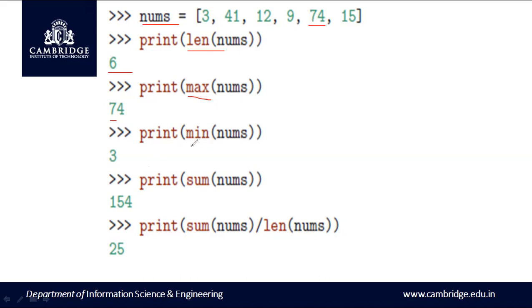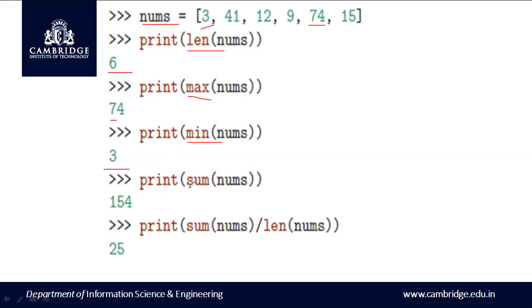Similarly, we have another function that is min. Min returns the least valued item in the list. According to this list, 3 is the least valued number, so 3 will be returned as the answer.